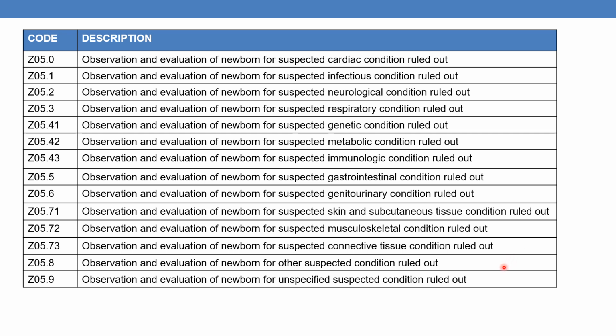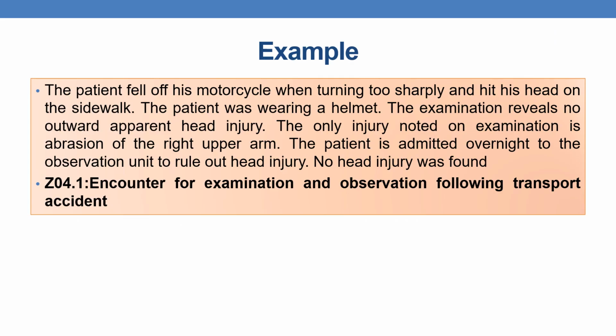The next is Z05.8. Observation and evaluation of newborn for other specified conditions ruled out. And finally, Z05.9. Observation and evaluation of newborn for unspecified suspected condition ruled out. Now let us see some examples.